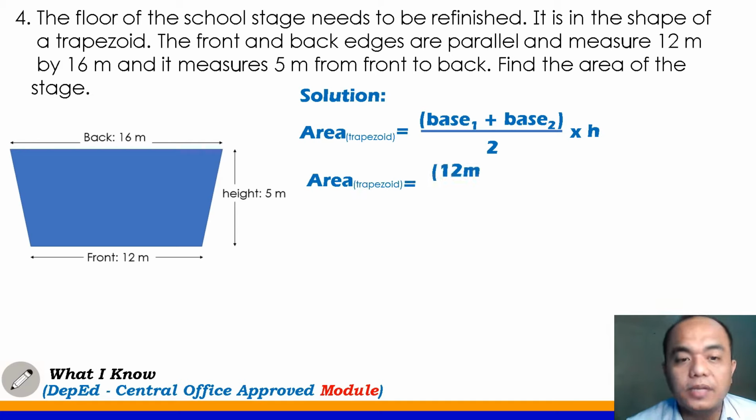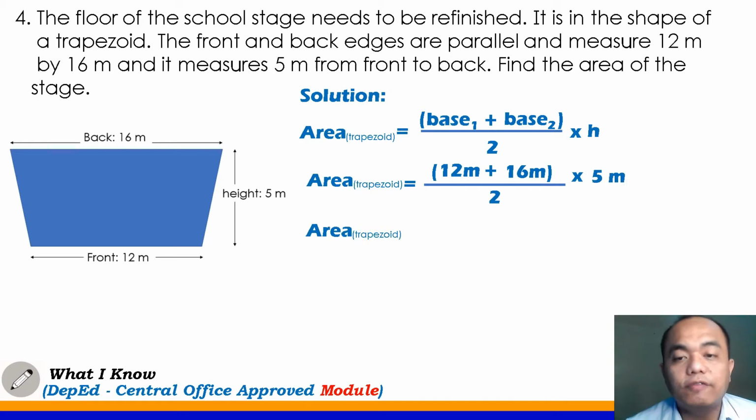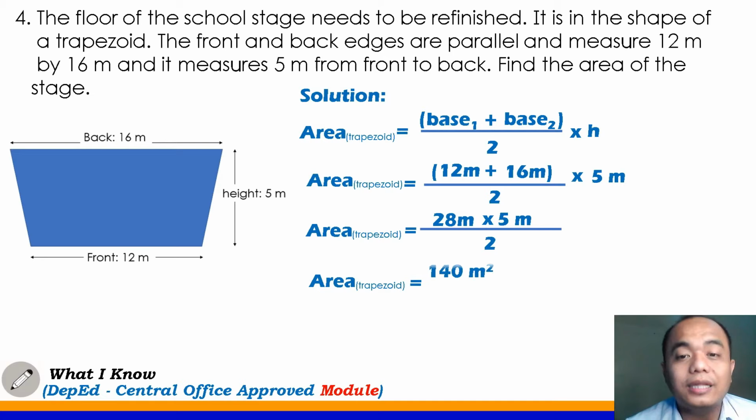Base 1 is 12 meters, the front, and then we will add it by 16 meters, and then divided by 2 times the height of 5 meters. Now, area of the trapezoid here is 12 plus 16 equals 28. And then times 5 divided by 2. So, 28 times 5 becomes 140 square meters divided by 2. And then, we have 70 square meters.